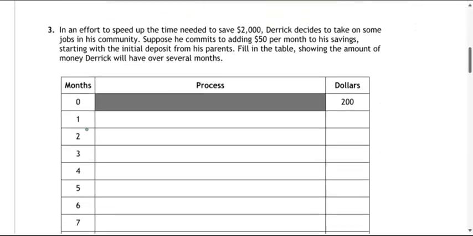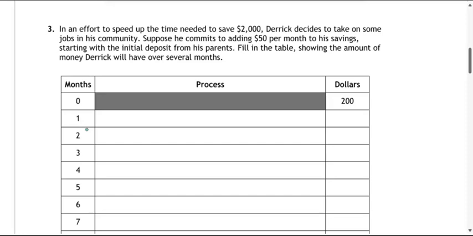Okay. In an effort to speed up the time needed to save $2,000, Derek decides to take on some jobs in his community. Suppose he commits to adding $50 per month to his savings, starting with the initial deposit from his parents. Fill in the table showing the amount of money Derek will have over several months. So month 0 says we've got the $200, right? And then we're going to have that $200 times the 1.10 that we already had for that interest that his parents were going to pay. And then he is adding $50 each month to that.